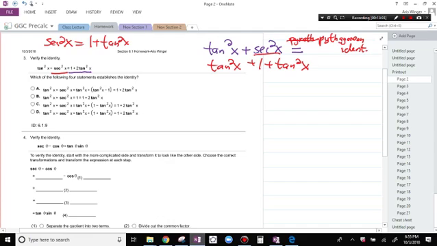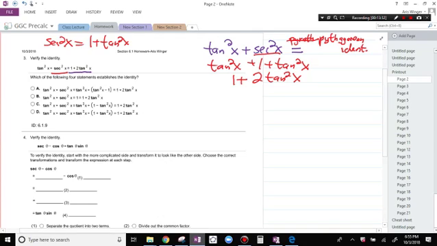So then I've replaced this with that, and then it's 1 plus, how many tangent squares do I have? 2. That's the game. Which answer choice reflects that? D. That's also D. Tangent squared plus secant squared is equal to tangent squared plus 1 plus tangent squared, which is 1 plus 2 tangent squared.